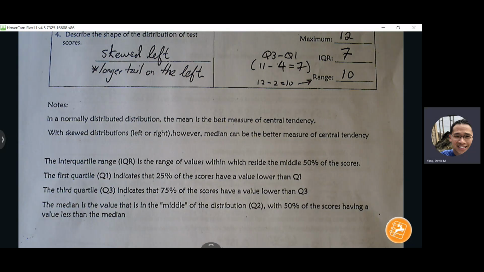Okay, IQR is the range of values which resides in the middle 50% of the scores. First quartile indicates that 25% of the scores are lower than Q1. So from the middle to Q1, that's your bottom 25%. From Q3 to your max is your upper 25%. Or you can also say that's upper 75%, or it's the 75th percentile. Median is the middle of the distribution, with 50% of scores having value less than the median.